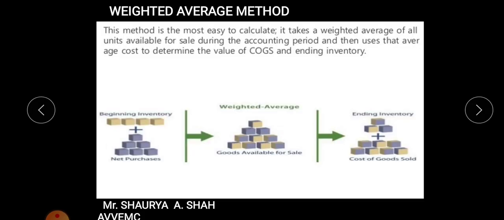Okay, so starting with the next one, that is weighted average method, right? LIFO has some advantages and disadvantages. FIFO has some advantages and disadvantages.